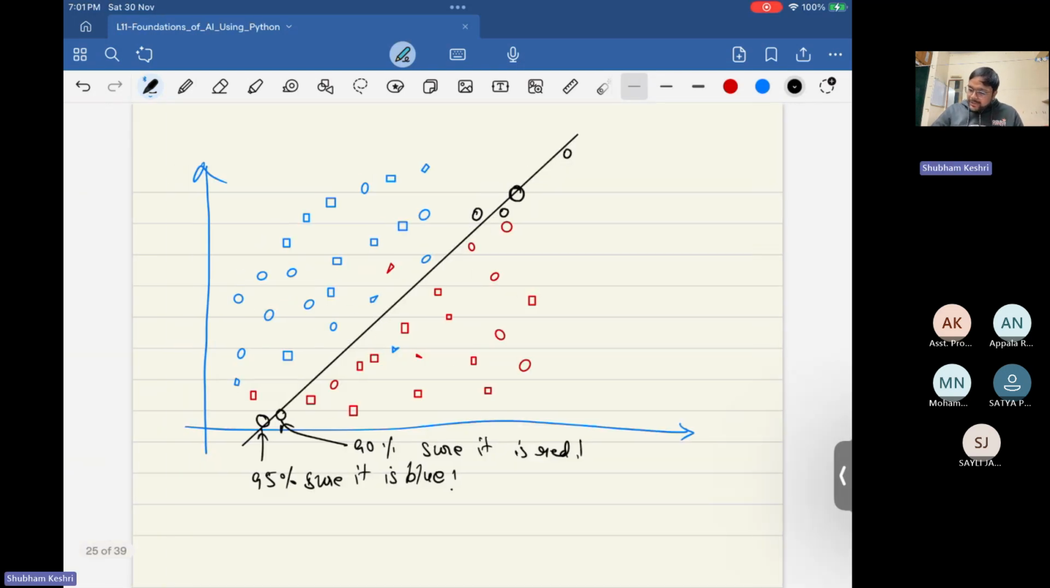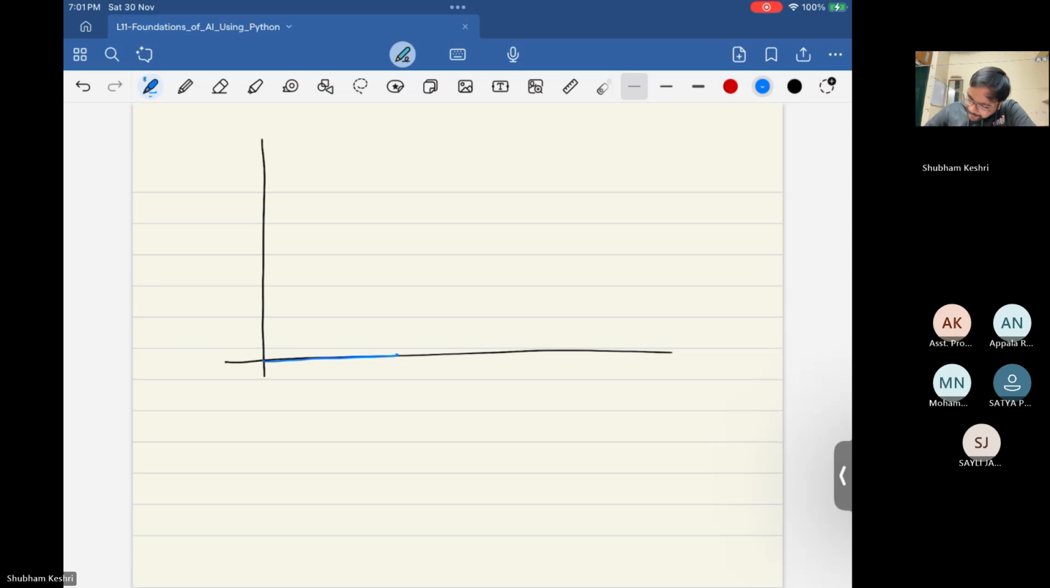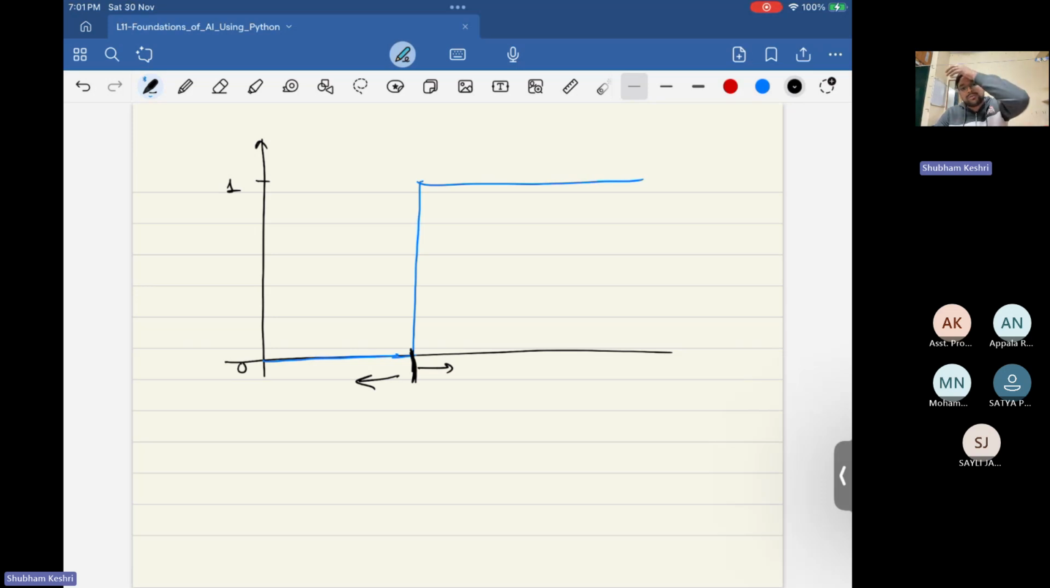So what happens is, currently the step function looks like this. This is the step function we have, right? If it is below this, it is 0, if it is above this, it is 1, right? So this is the threshold, and this is known as the hard threshold.